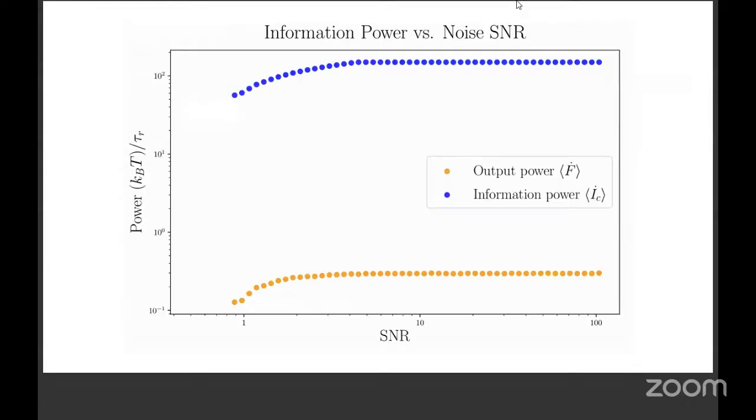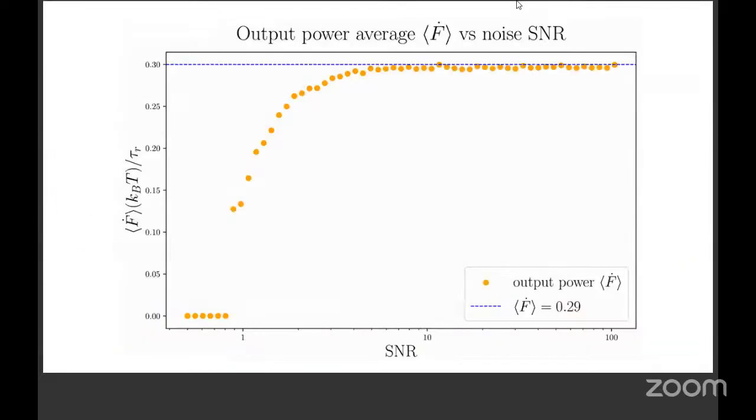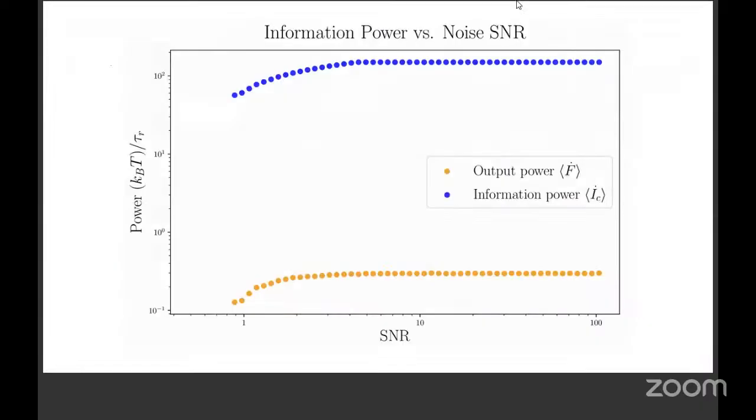In yellow is just the same graph as here. And in blue is that information power, that is just the information divided by the total time of the protocol. And the inequality is satisfied by a margin, large, very large margin. And that's all, I guess.